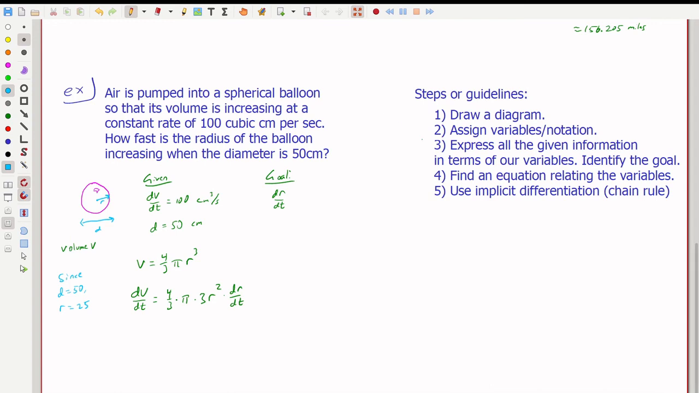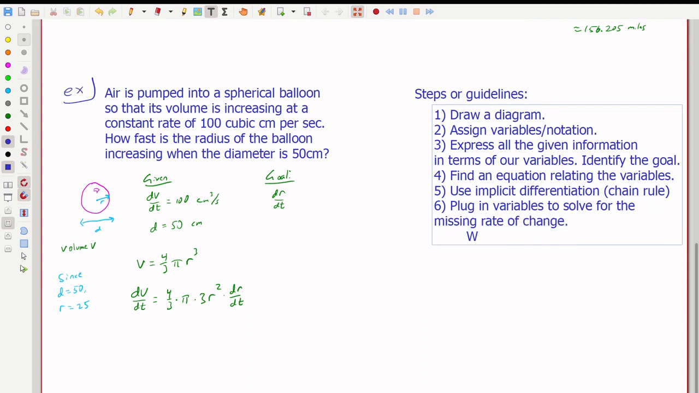So our last step here is going to be plug in your variables. And what we want to do is solve for the missing rate of change. We may have to solve for a variable. So as part of that step, we might have something like this where we had the diameter and we use that to find the radius, because it's really the radius that we want to plug in.